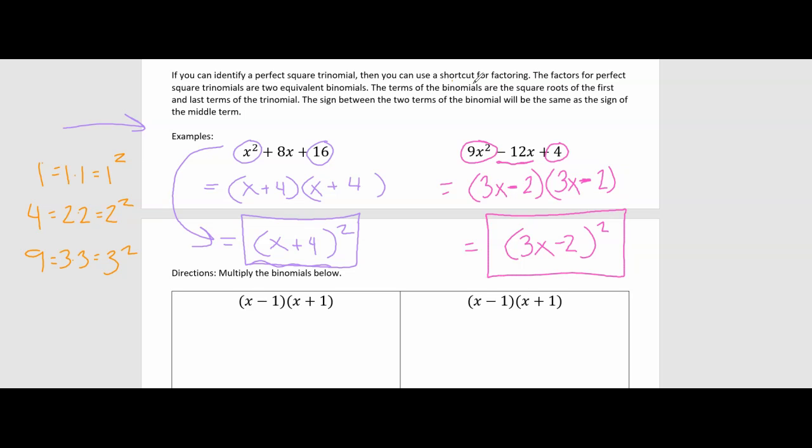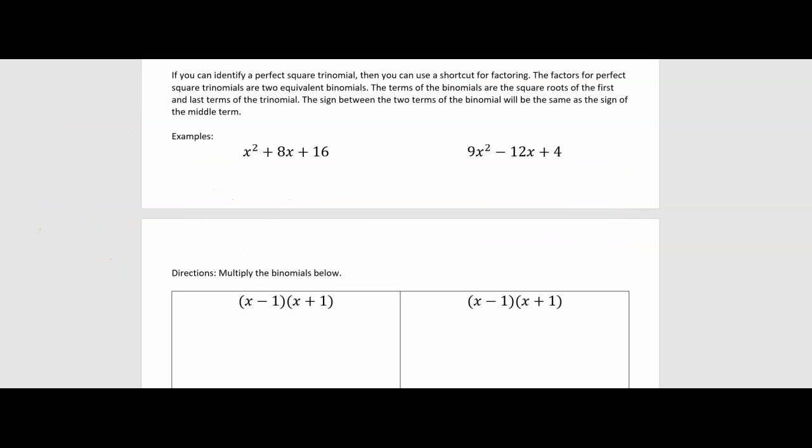If the middle term is positive, the sign you're going to use is going to be addition. If the middle term is negative, the sign you're going to use is negative or minus.